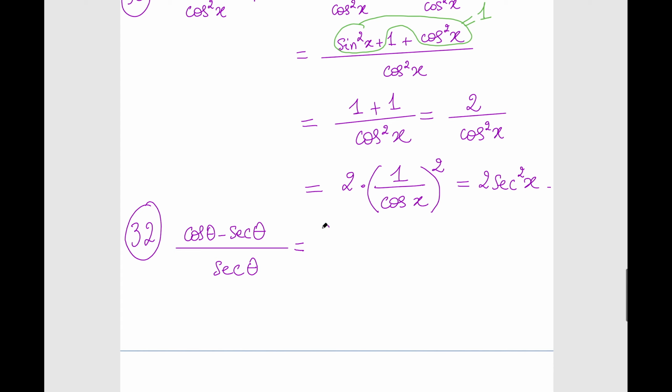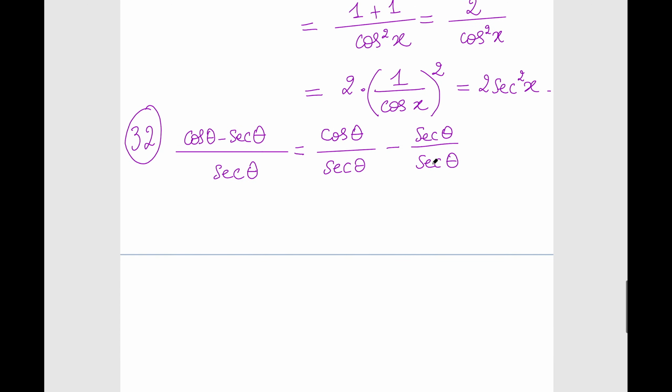So I'm going to get cosine theta over sec theta minus sec theta over sec theta, right? Again, if you want to recheck the work, this is a common denominator, so I can glue them together and get back to this. Okay, so these are the same. And what's sec theta over sec theta? What's something divided by itself? It's a 1, right? This is a 1 here. Okay. And what do you know about secant? Secant is 1 over cosine, correct?